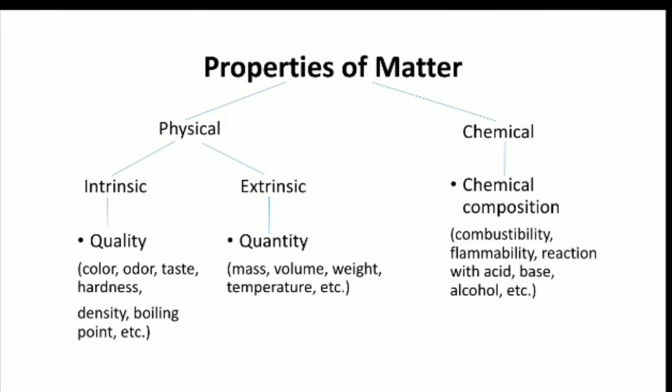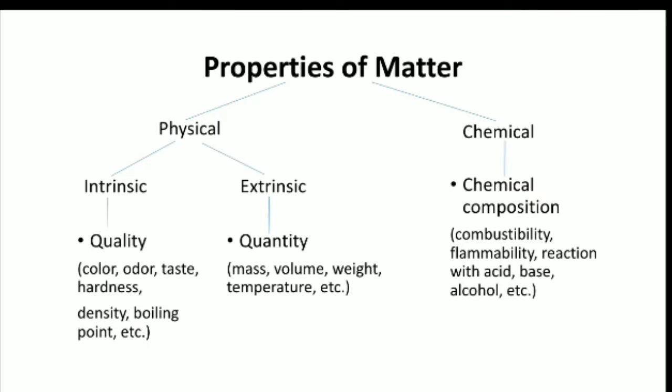You will see in this illustration or in this diagram the breakdown of the properties of matter. So matter may exhibit physical properties and chemical properties. Physical properties are further divided into intrinsic properties and extrinsic properties. Intrinsic properties have something to do with the quality of matter. So these may include the following: odor, color, taste, hardness, density, boiling point, and many others.